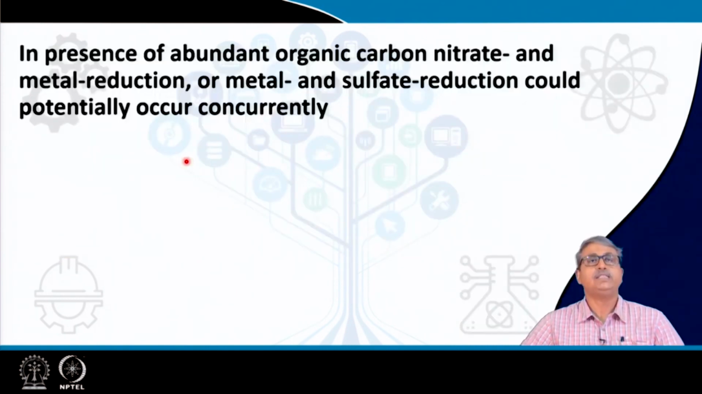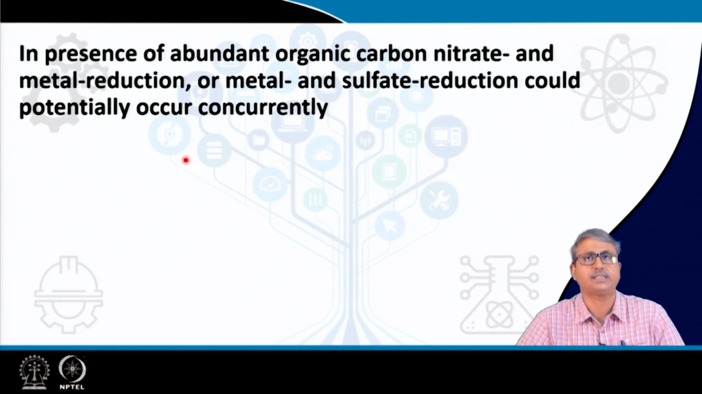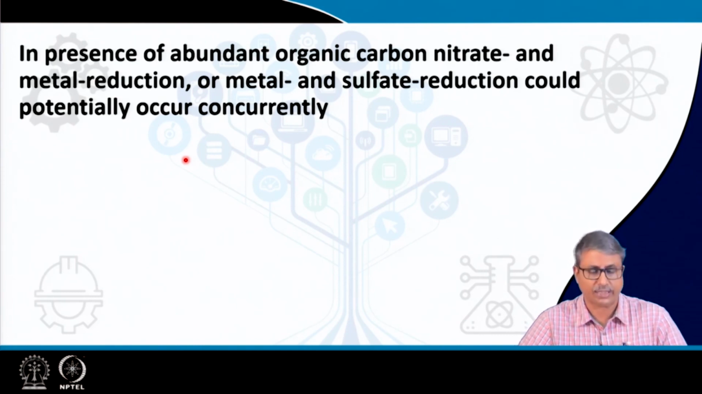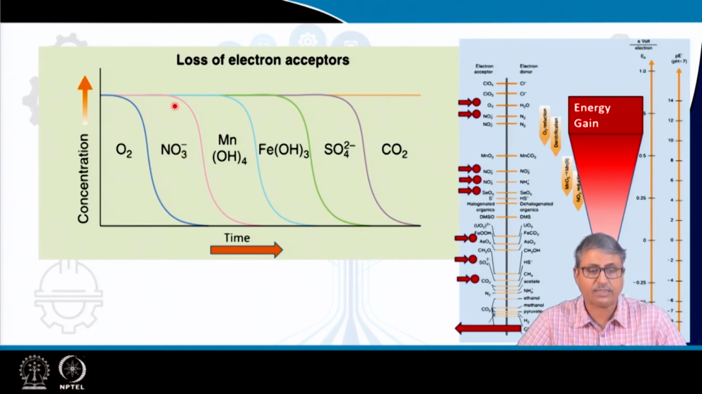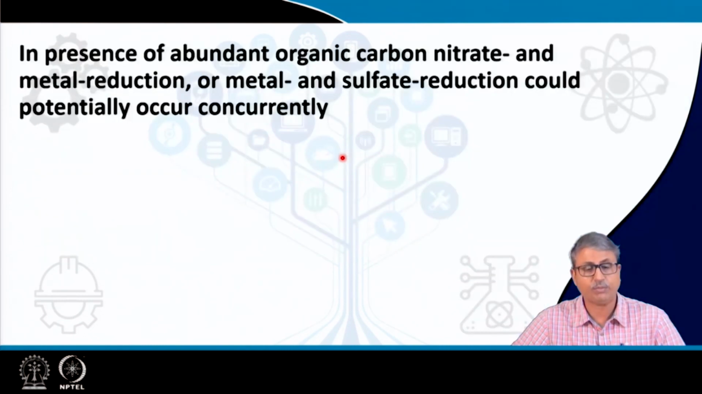Now, if there is abundant organic carbon in the aquifer environment, which are generally found to be oligotrophic, but if we have some arrangement that excess organic carbon is provided, then we may find out that nitrate and metal reduction or metal and sulphate reduction could potentially occur concurrently. So, the chronology that we have seen may not be followed. Under these circumstances we can see that nitrate along with Mn are actually getting reduced simultaneously, whereas the iron and sulphate can also be reduced simultaneously. So, this is the beauty of the process.